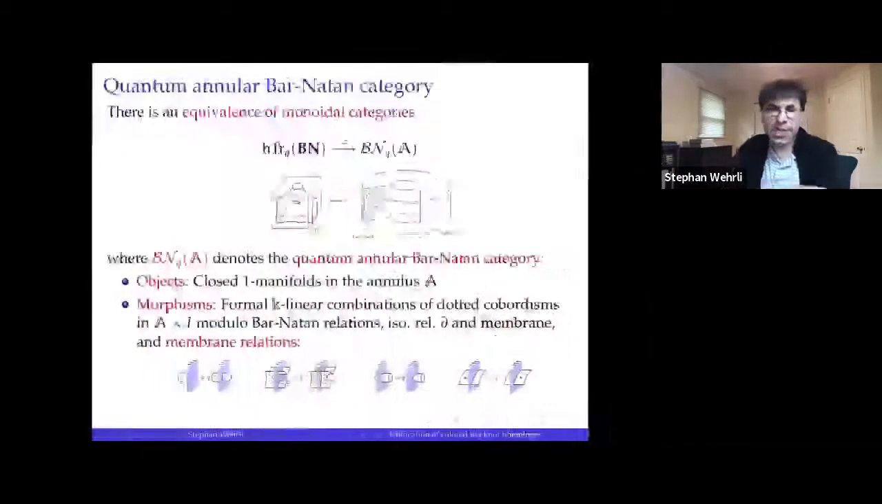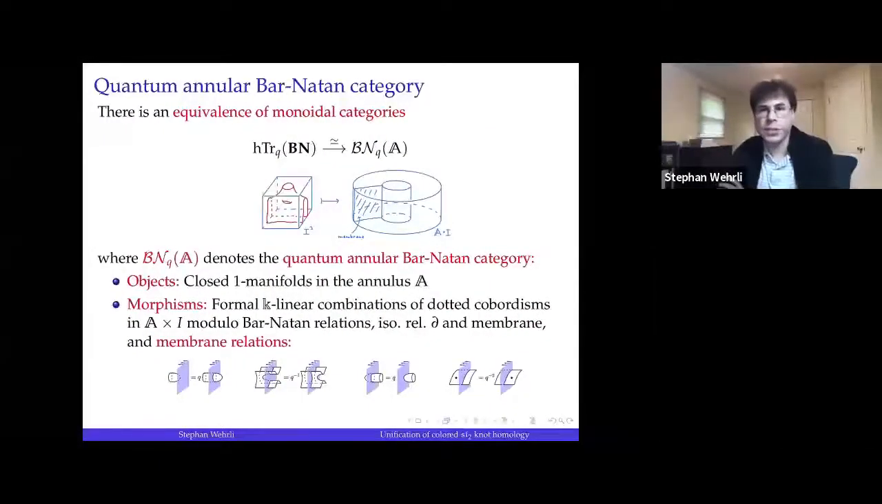Okay, so now you can ask, can you compute the quantum horizontal trace of bicategories? Well, in general, it may be difficult to compute the quantum horizontal trace, but at least for the Bernoulli bicategory, we can say what it is. So up to equivalence, it's just the quantum annular Bernoulli category.